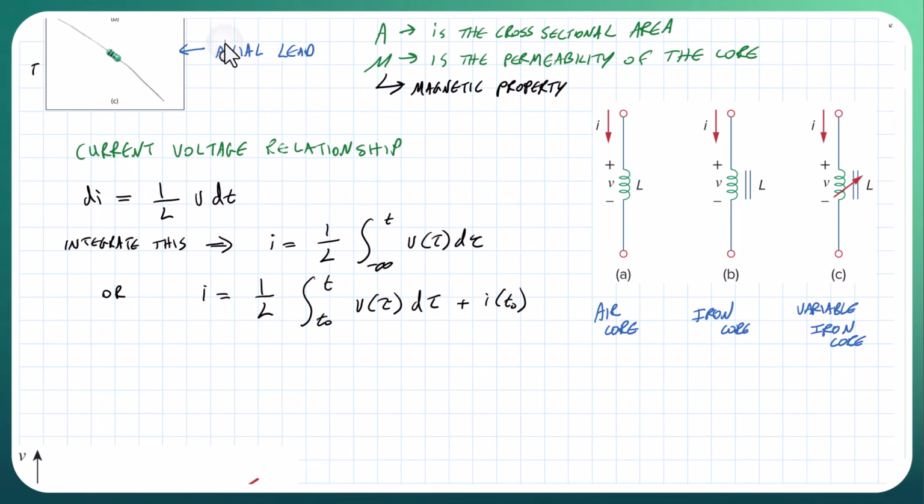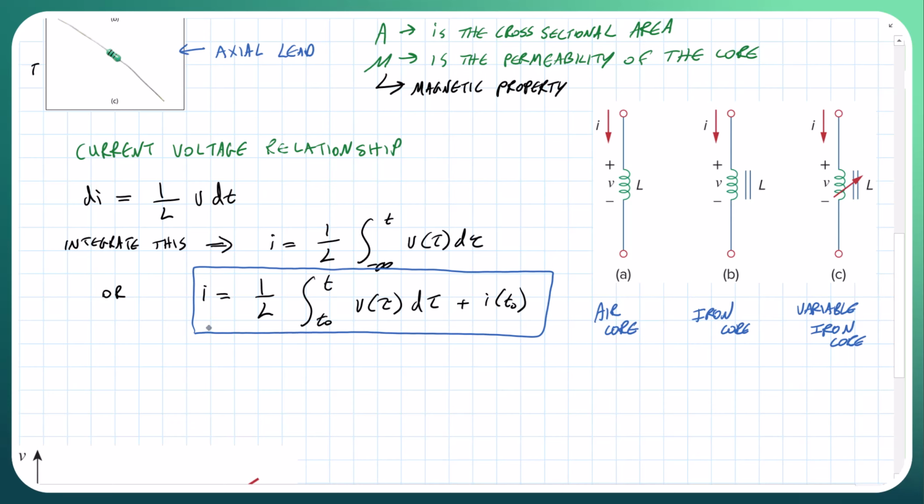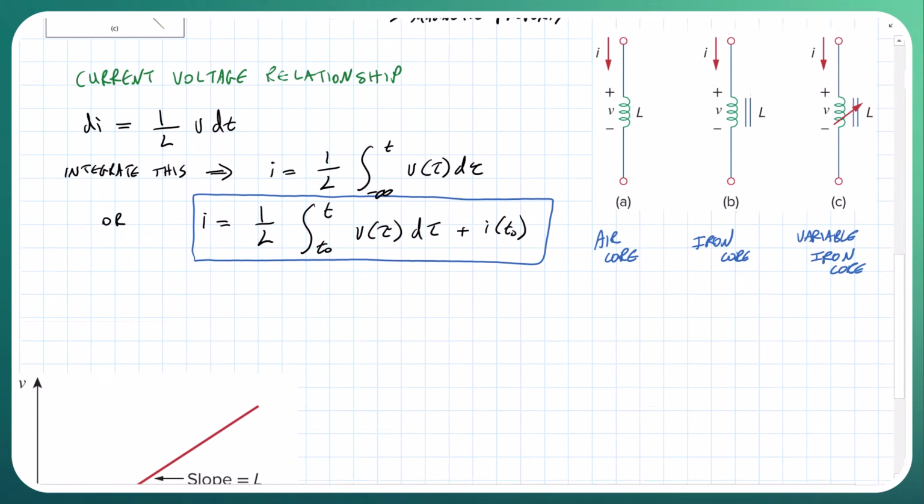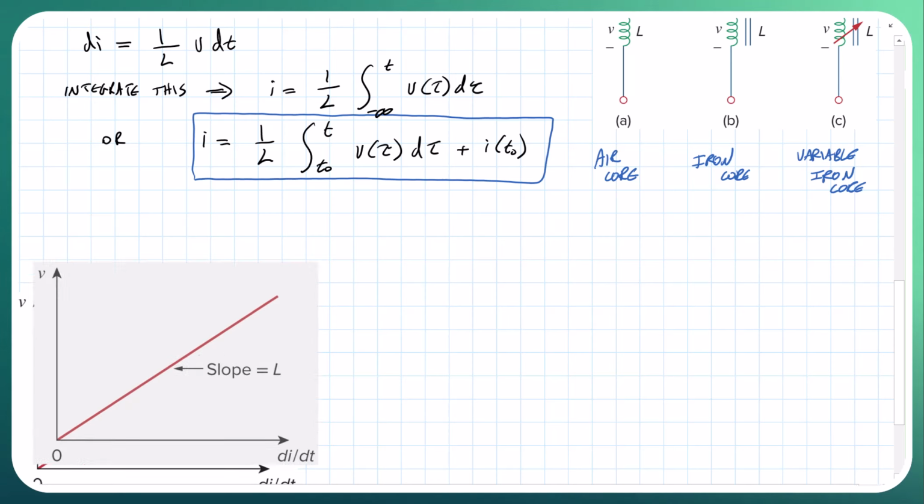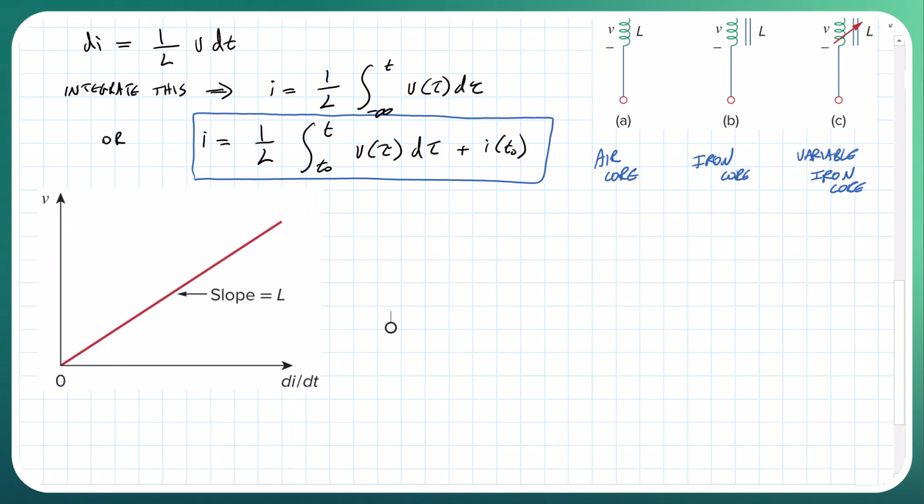So let's define this equation here. Highlight that. So what this is telling us is that we have a current voltage relationship like this. The current is going to increase linearly here. So this is a voltage current relationship of this inductor here. So that's one equation we should keep in mind.